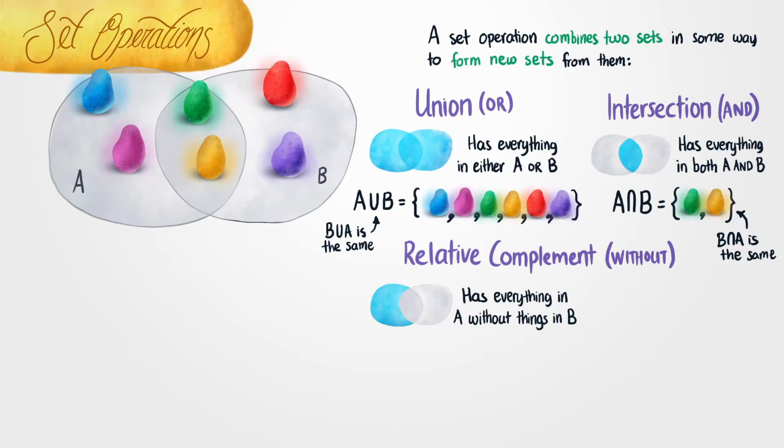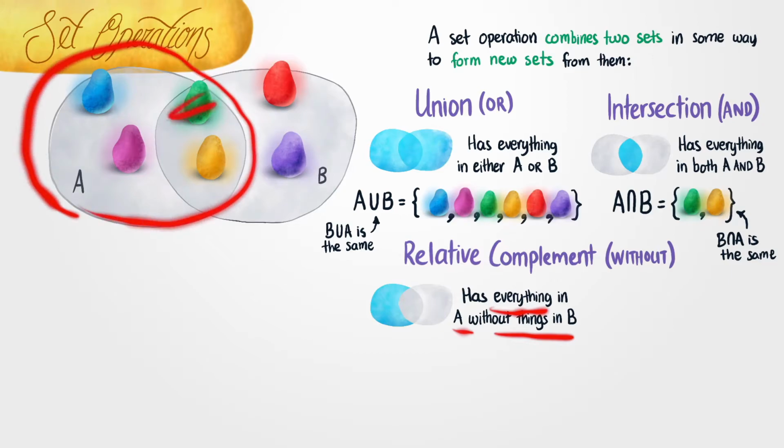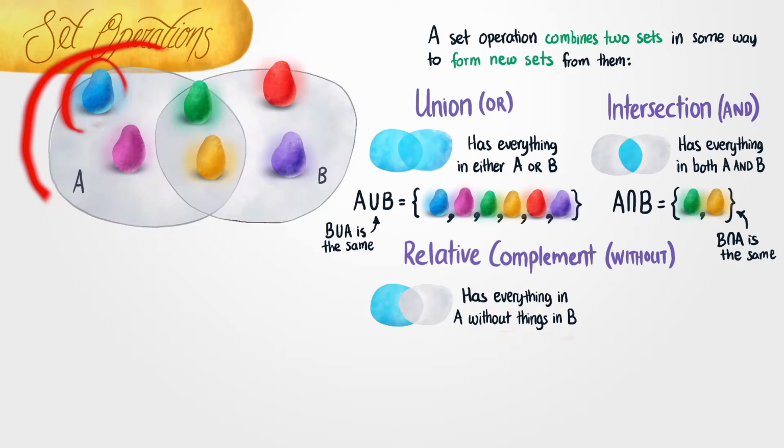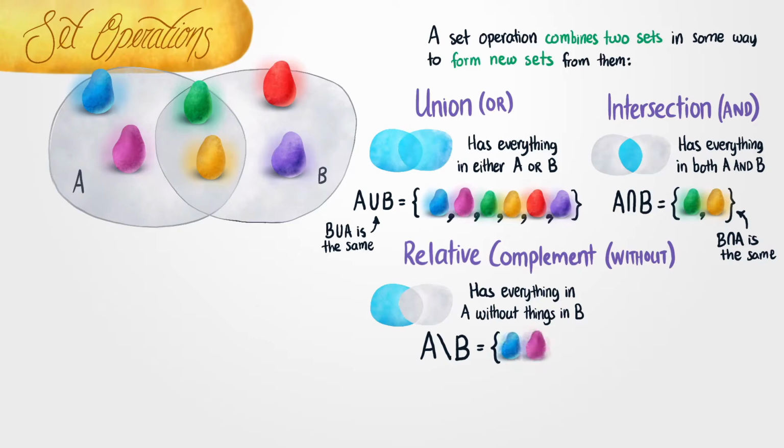So we define the relative complement to include everything in A without anything in B. And therefore, it's going to start with all 4 of these jelly beans and remove these 2, leaving you only with the blue and the pink jelly bean. Usually, we write the relative complement with this symbol over here, a backslash. Sometimes you will find people writing it with a minus sign as well, so they just write A minus B.